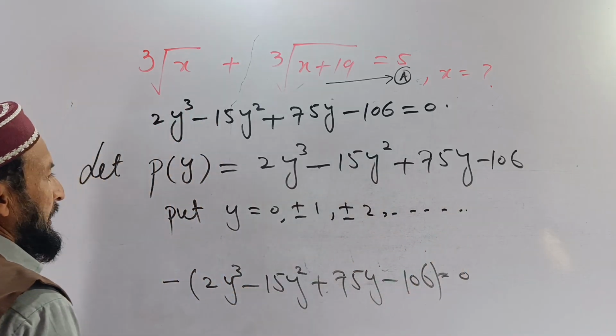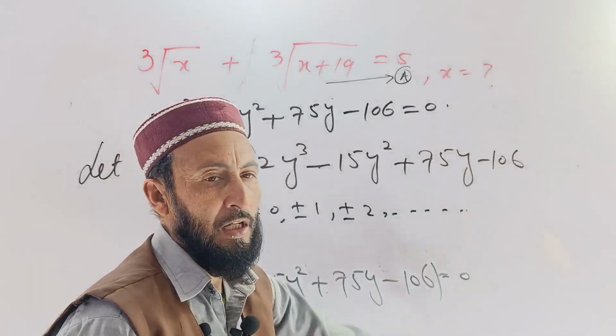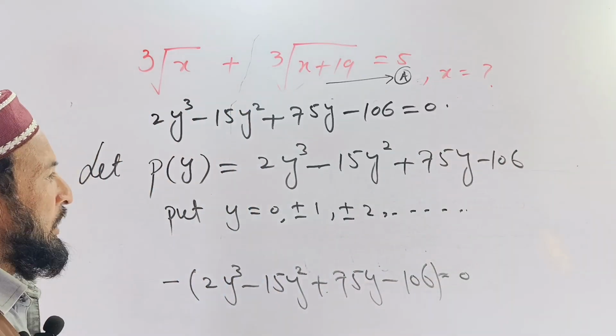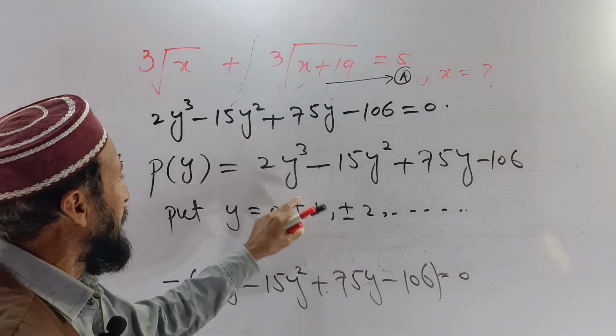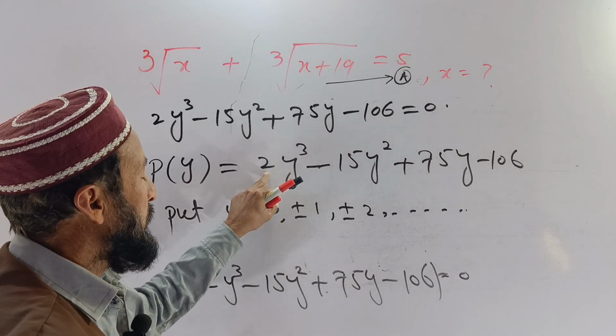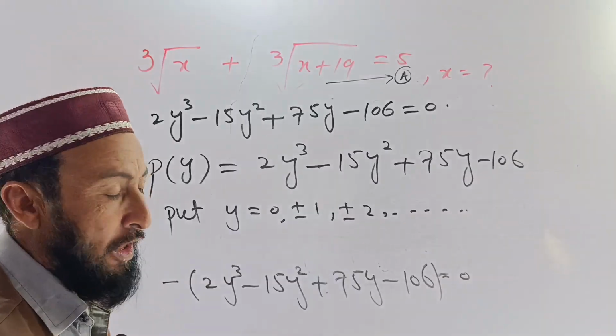Now if we check and consider putting y equal to 0, this will be equal to 0, so we get the last term minus 106, which is also not equal to 0. Similarly, if we put in 1, we get 2 minus 15 minus 13, so this result is also not equal to 0.